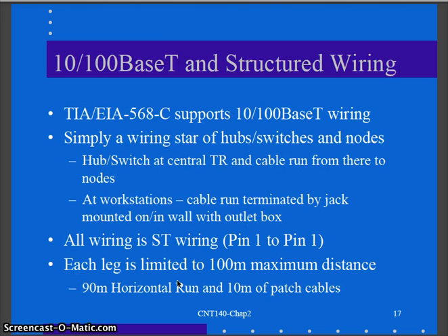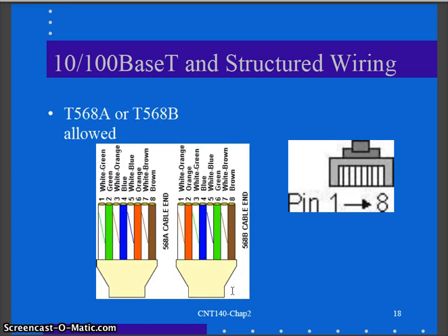568 supports 10/100 Base wiring. Simple wiring of a hub or switch and nodes at the central point. Yes, absolutely. All the wiring is straight through. In other words, pin 1 to pin 1 on my outlet jack to my patch panel. White orange wire on this end on pin 1, white orange wire on the other end on pin 1. It's straight through the whole way. And each leg is limited to 100 meters, or 90 meters of horizontal cable run and 10 meters of patch cables, like we said in Chapter 1, if you will.